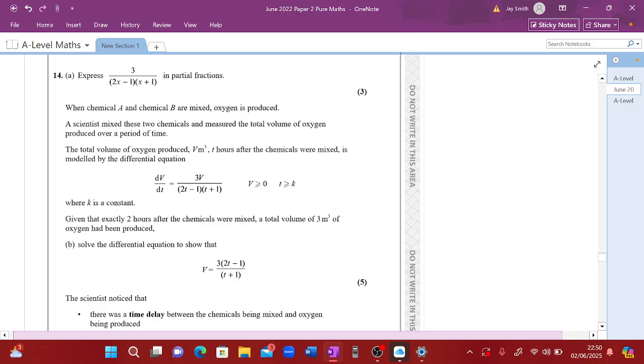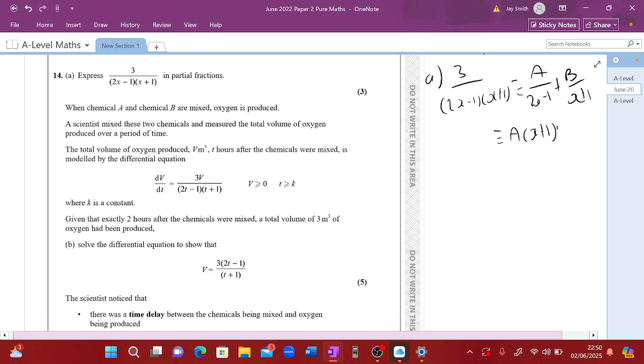So for part A here, expressing in partial fractions is very standard. So 3 over (2x minus 1)(x plus 1) can be split in the form a over (2x minus 1) plus b over (x plus 1). It's a fairly standard partial fraction. Then I can combine and say a(x plus 1) plus b(2x minus 1) over (2x minus 1)(x plus 1). Then I can compare the numerator. So I can say 3 has to be identical to a(x plus 1) plus b(2x minus 1).